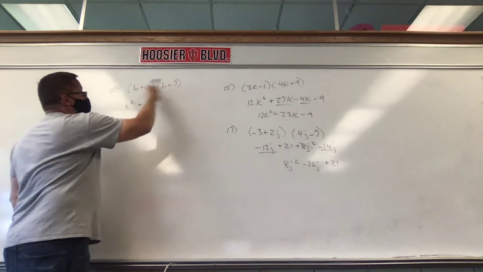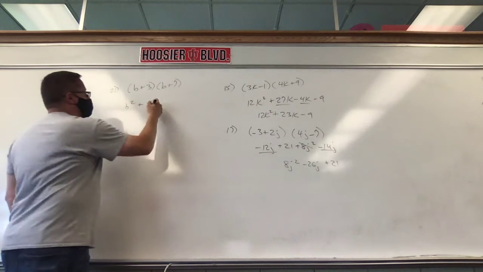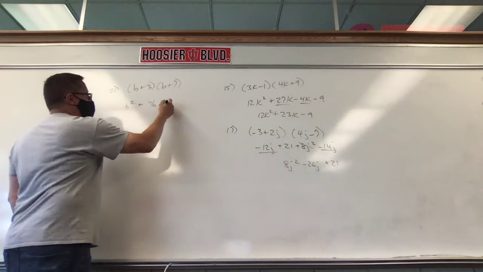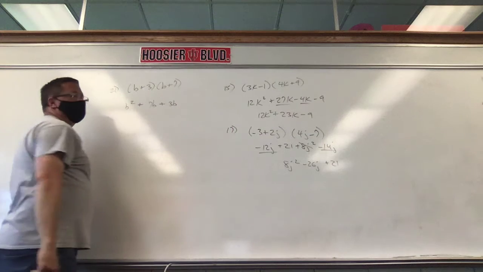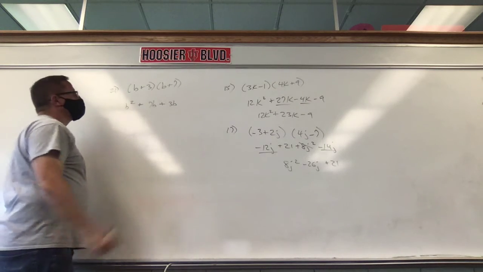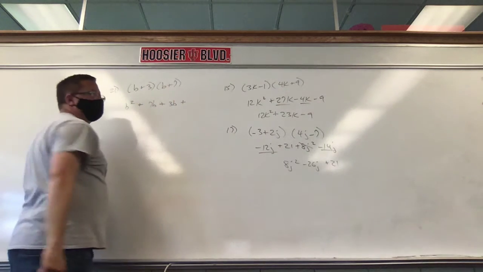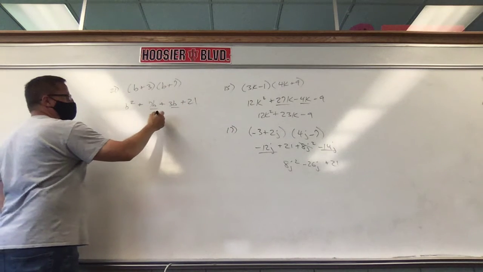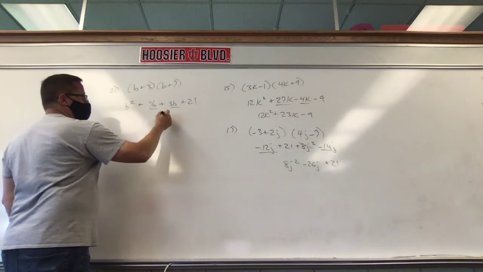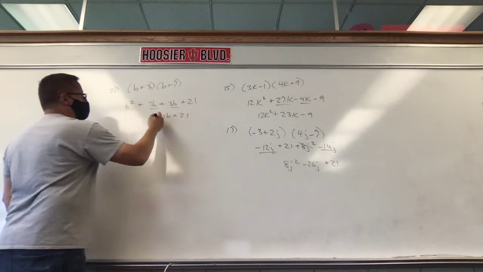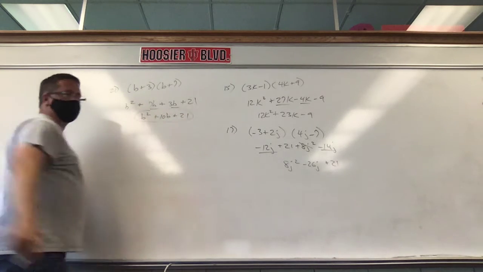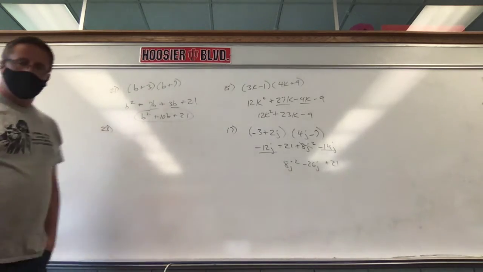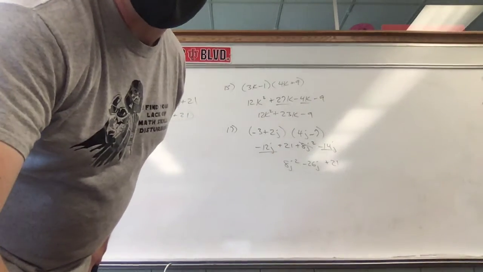Don't think hard on this. 7 times B is just 7B. Inners: 3 and B. Times them, 3B. Lasts: 3 and 7. Times them, 21. What's 3B and 7B? 10B, plus 21, and what's out front? B squared. That's it. We've got 4 more to do, and then we're done for today.